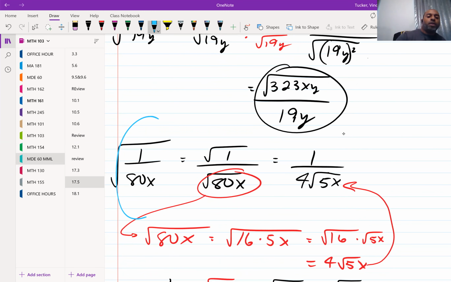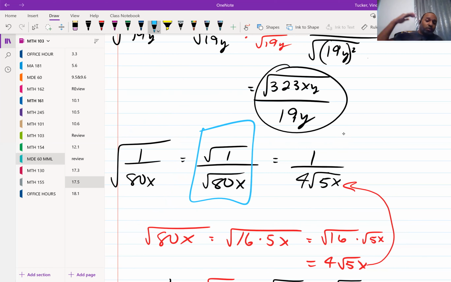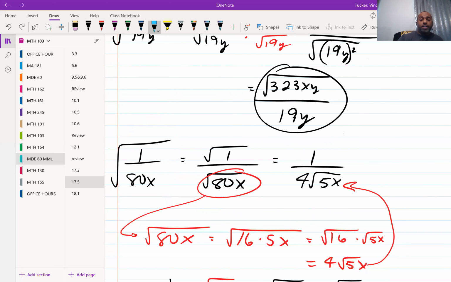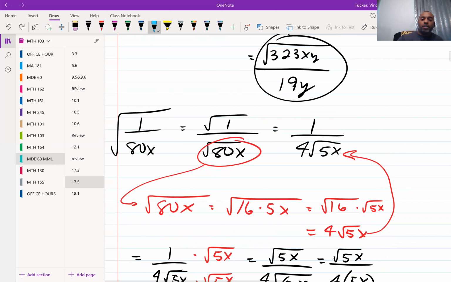So the next one, we have square root of 1 over 81. I say 8 over 81. Square root of 1 over 80x. So here, I just broke it up, square root of 1 over the square root of 80x. All right. Then I went ahead and simplified the square root of 80x. And so that breakdown is down here.